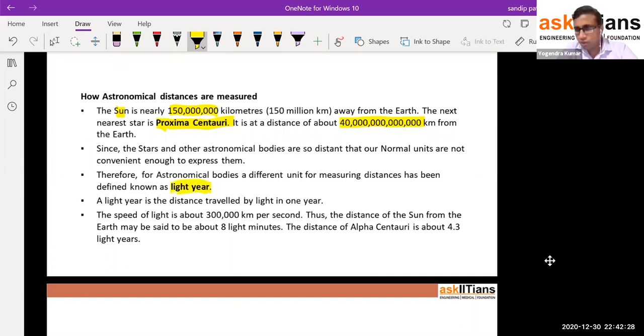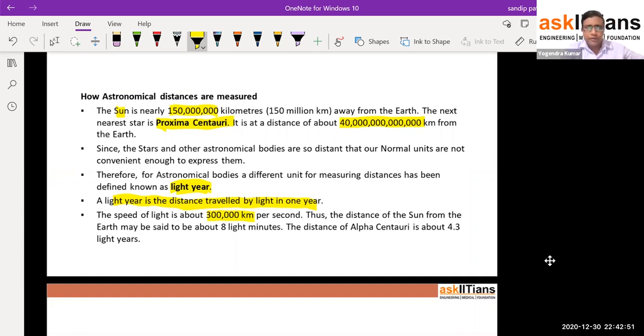We have already discussed the light year. A light year is the distance which light travels in 1 year, right? So here you can see the light year is the distance traveled by light in 1 year. The speed, I have said, is 3 into 10 raised to 8 meters per second, or we can say 3 into 10 raised to 5 kilometers per second.